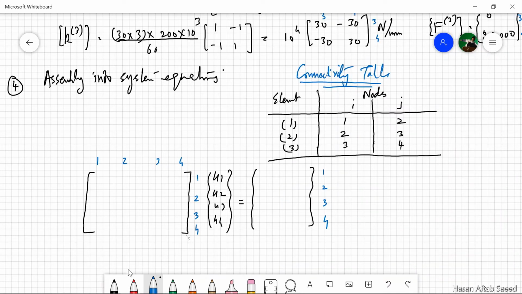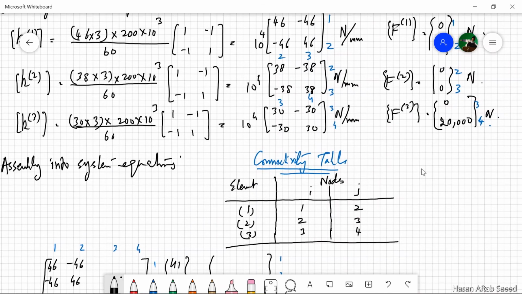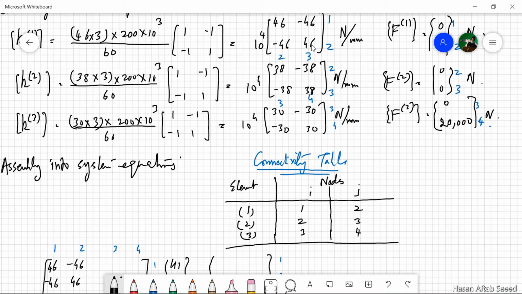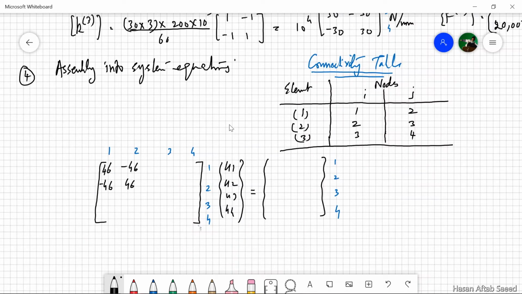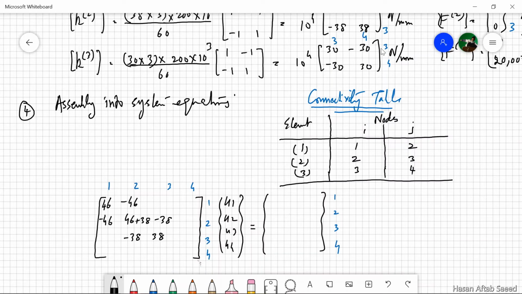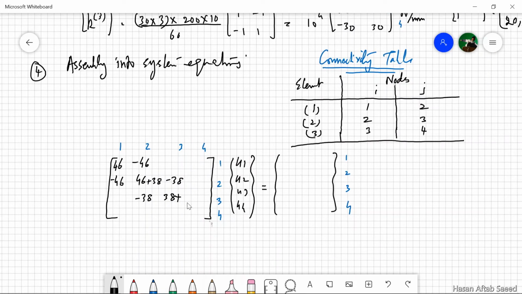So this becomes 46, minus 46, minus 46, 46. Now when we come to the second element, this 2 2 position is shared with this 46, so this will be superimposed. So 38, minus 38, minus 38, 38. Simply this is the shared part. Similarly, going to element number 3, now we have 30, minus 30, again this is the 3 3 spot, so this is shared here, so 30 will be added here. This is minus 30, minus 30 and 30. The rest is simply 0.